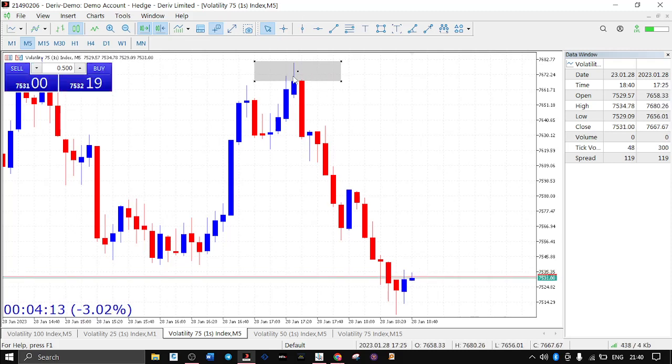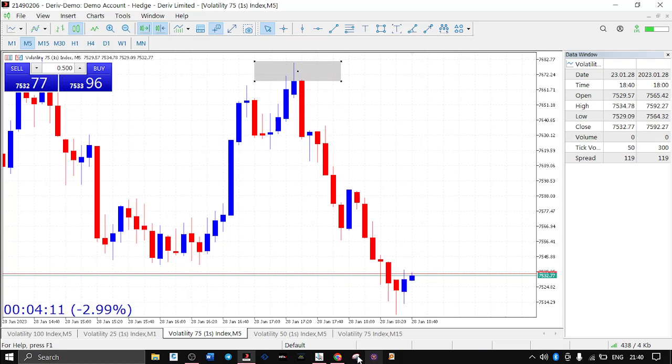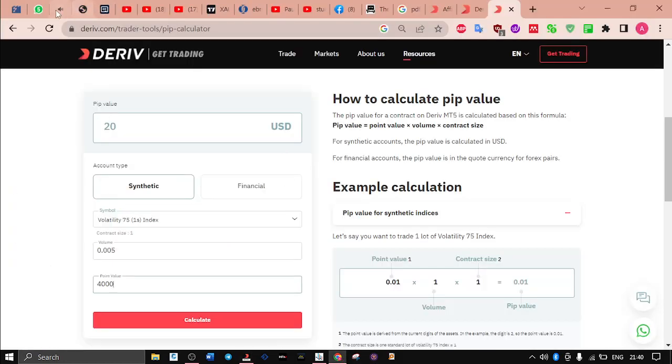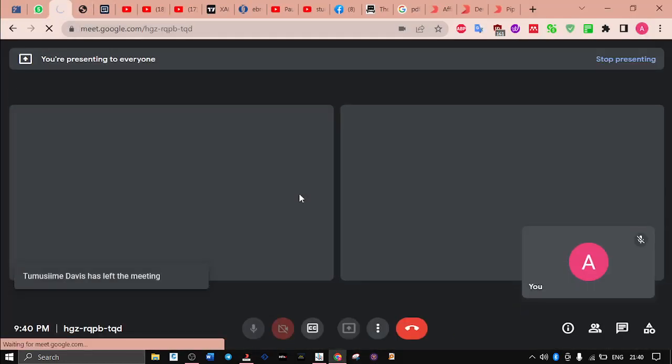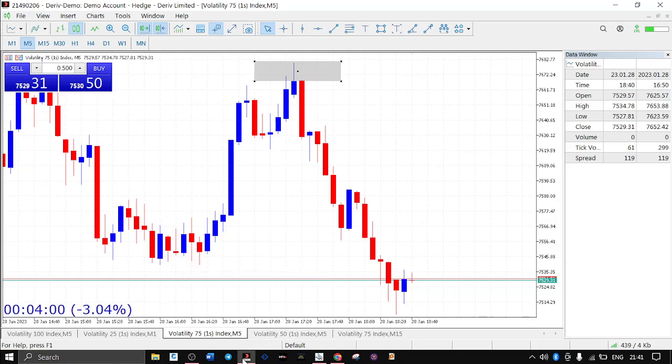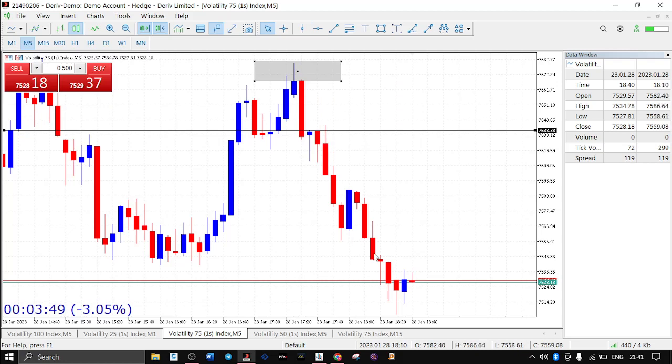If I identified here, boom, we buy, maybe we sell around here, we put our stop loss above here, boom, market will respect.